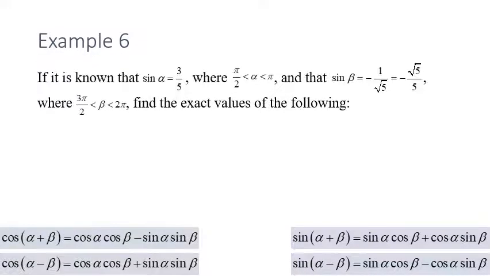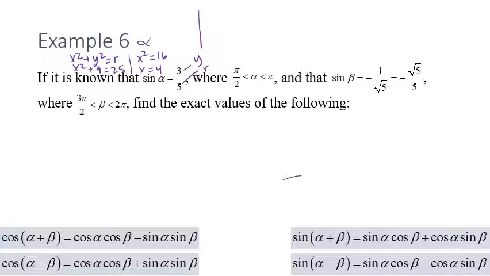Okay, so these types of problems you're going to see are going to be really similar to what we did before in chapter 5. But in this case, we're going to have two angles. So here it tells us the sine of alpha is 3/5. So that means that we've got our y value is 3, our r value is 5. We can figure out what our x value is by doing x squared plus y squared equals r squared. So we get x squared plus 9 equals 25. So I get that x squared equals 16, so x equals 4 for alpha.